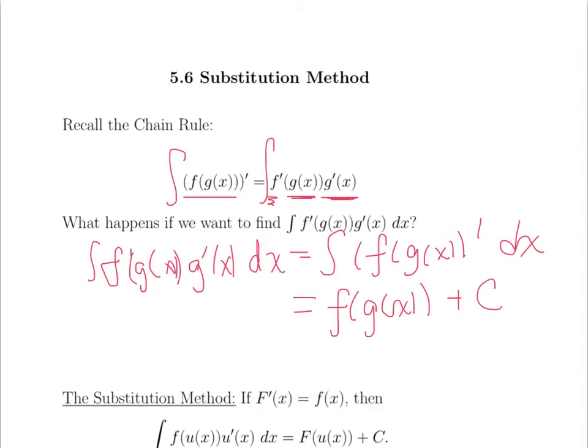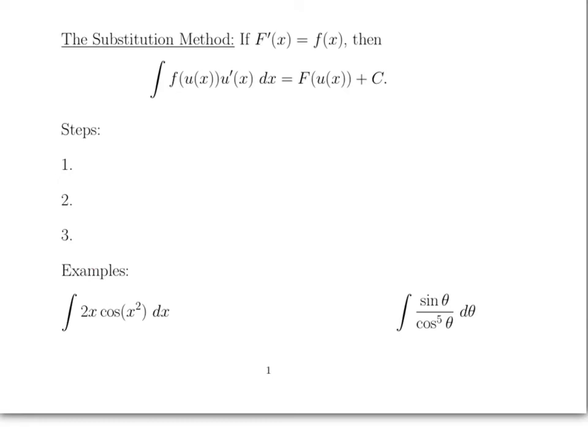The substitution method, if you start to notice in the notes, will replace this g of x with u, or sometimes you'll even see it written as u of x, and that's how you'll see the substitution method written. So here you see the official definition of the substitution method. If capital F prime of x is f of x, then if we integrate lowercase f evaluated at u times its derivative, it's really just capital F evaluated at u of x plus c.